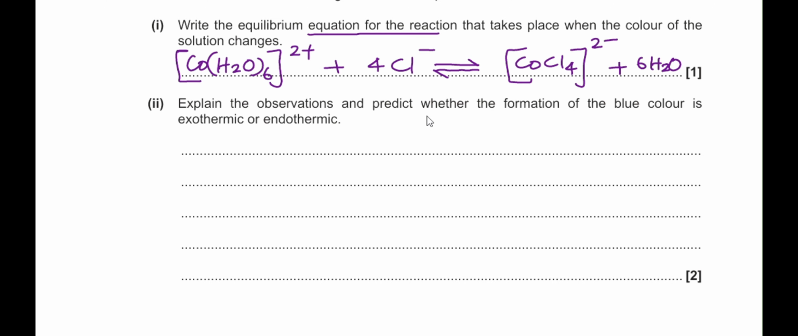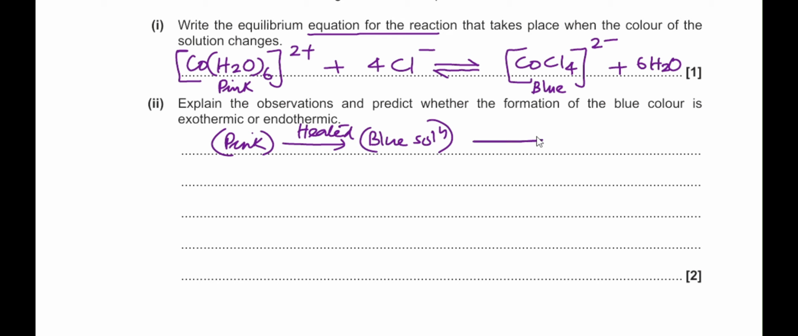Explain the observations and predict whether the formation of the blue color is exothermic or endothermic. So in the first reaction, this is the pink solution and this is the blue solution. And we had heated it to 100 degrees centigrade. So we can say that at room temperature it was a pink solution, then heated, it became a blue solution, which when cooled reverted back to a pink solution.